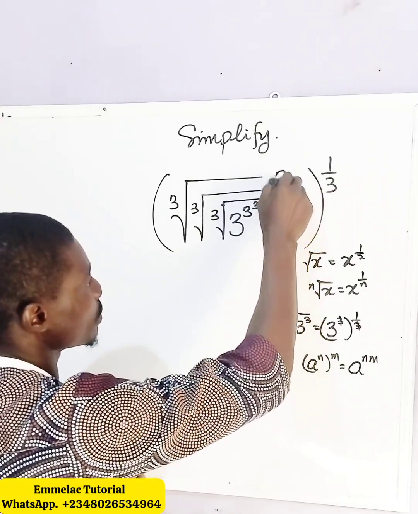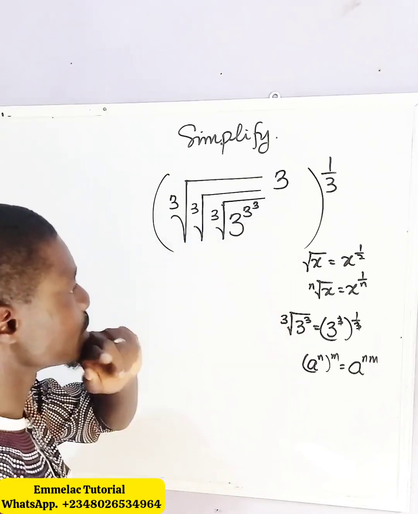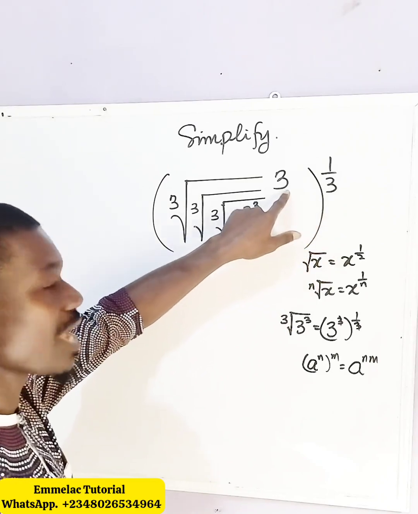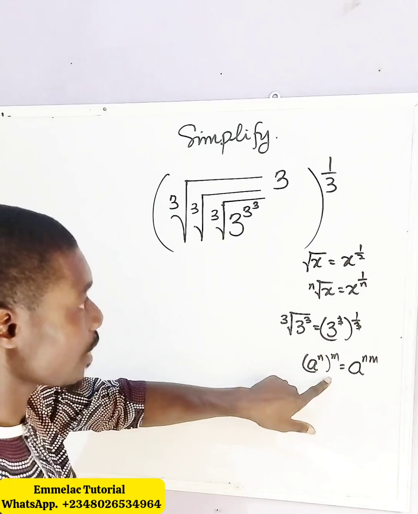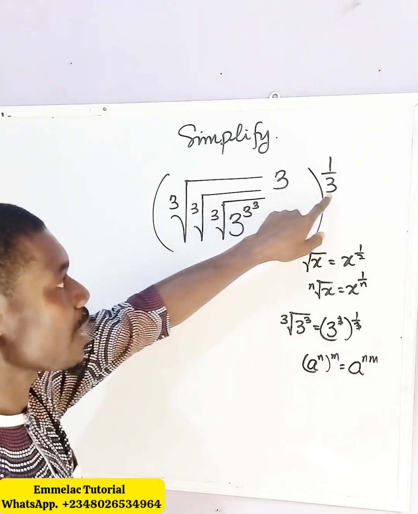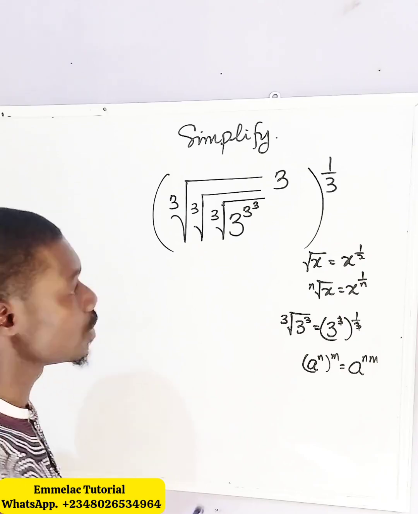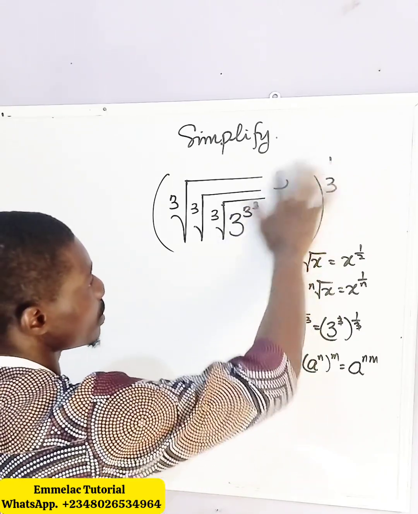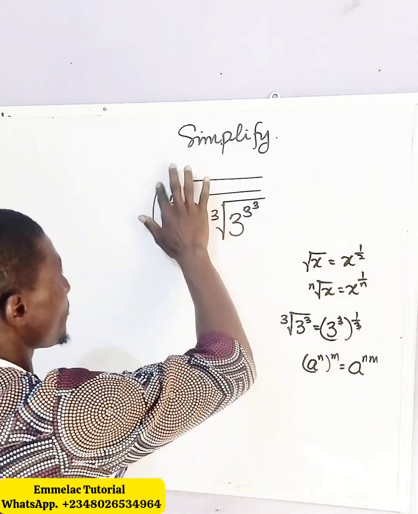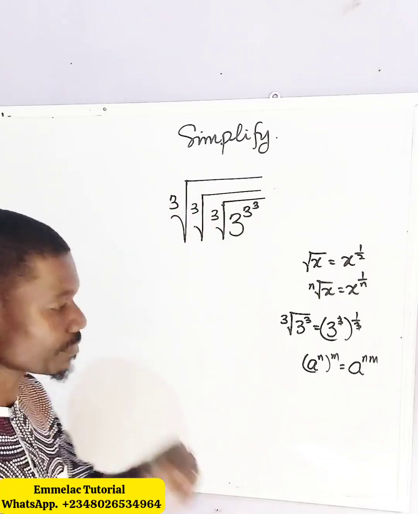So here we have what, raised to the power of 3? And if this is raised to the power of 3, now we can resolve these two. According to this law, if 3 is multiplied by its reciprocal, it will also give us 1. So the whole of this, we end up having 1. Now, this is what we are left with.